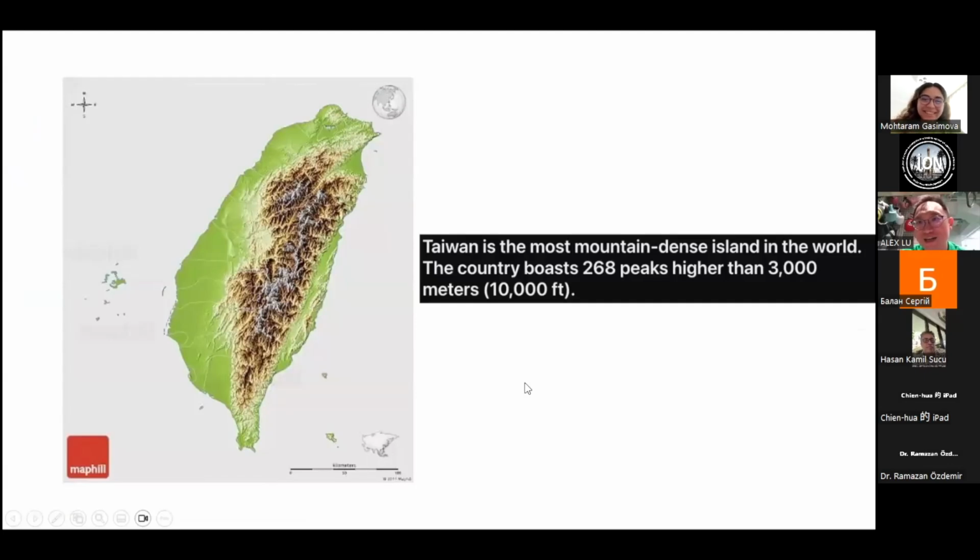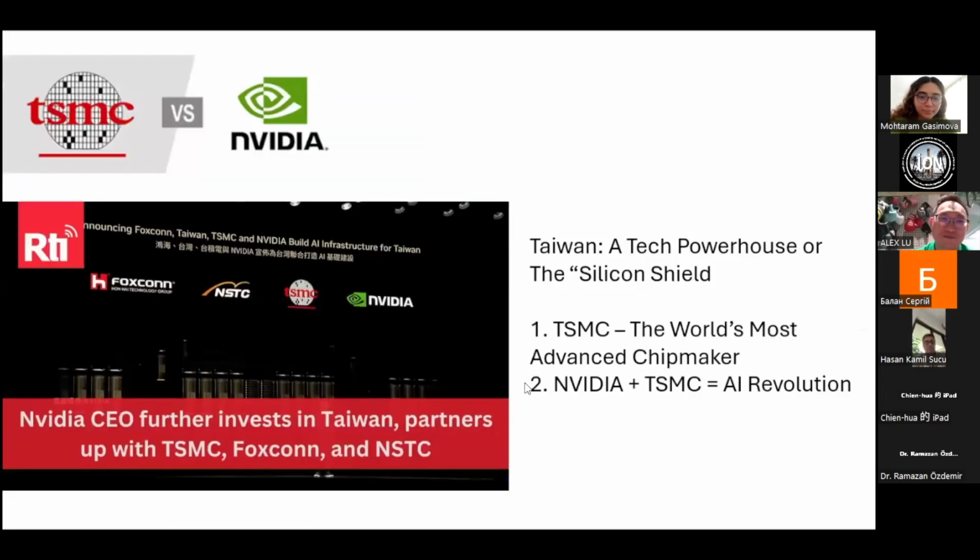Okay, so I'll quickly introduce my country. Taiwan is the most mountain-dense island in the world. I think our country is very small, and there are more than 3,000-meter-high mountains in such a small island. There are more than 268 peaks. As you know, we are facing a very strong country called China.